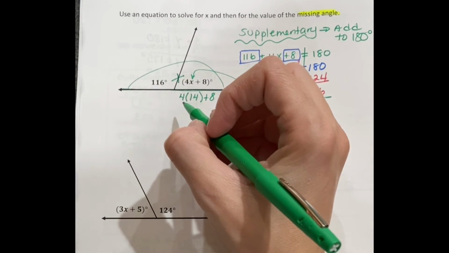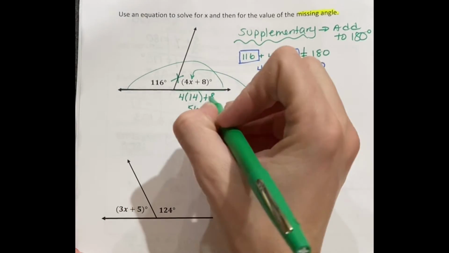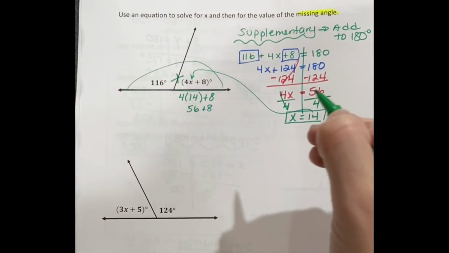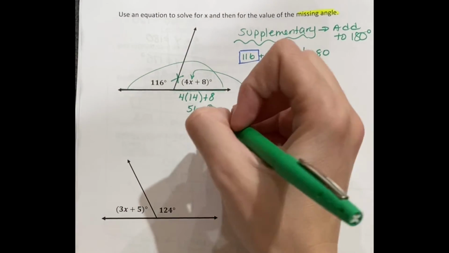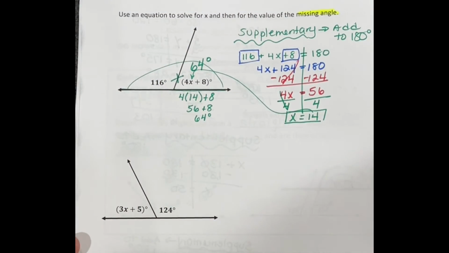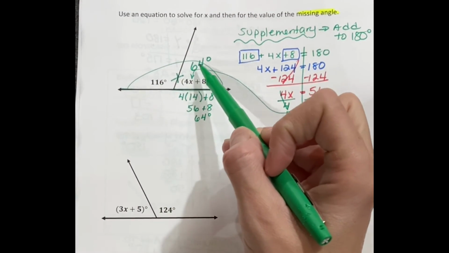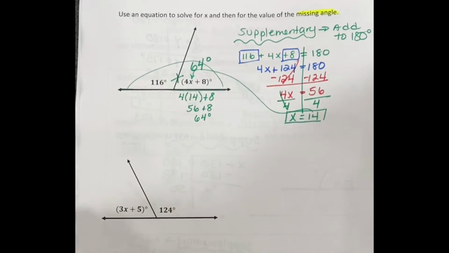So then I need to multiply 4 times 14, and that gives me 56 plus 8. And then when I do 56 plus 8, I get 64. So that angle would be 64 degrees. And then I can actually check. If I do 64 plus 116, I get 180. So I know that my answer is correct.